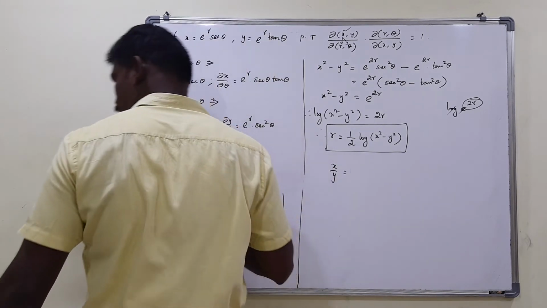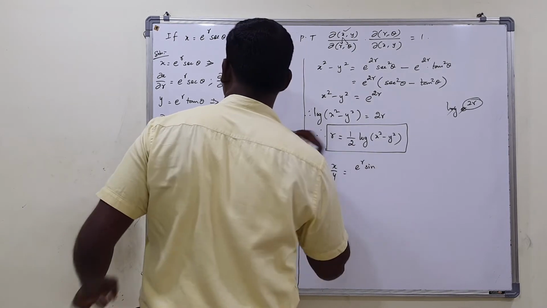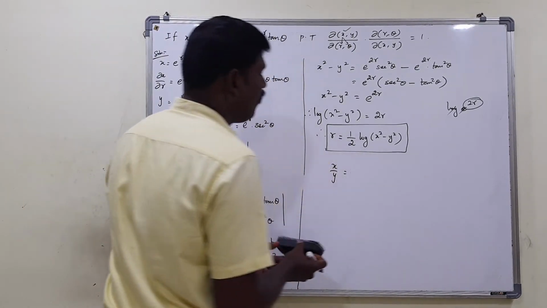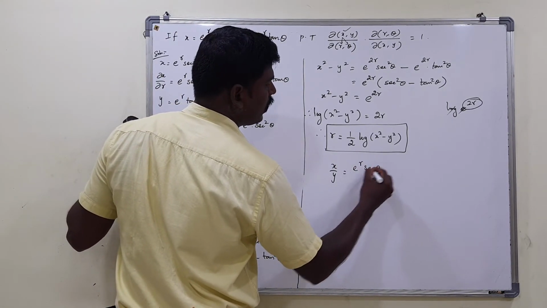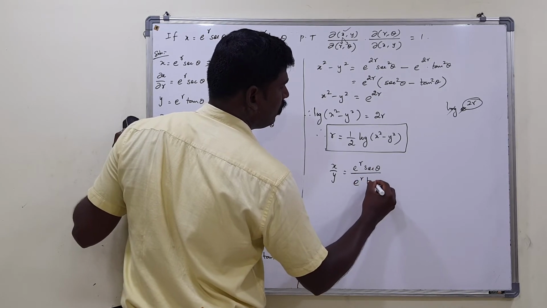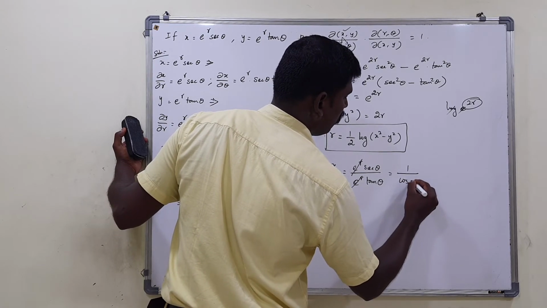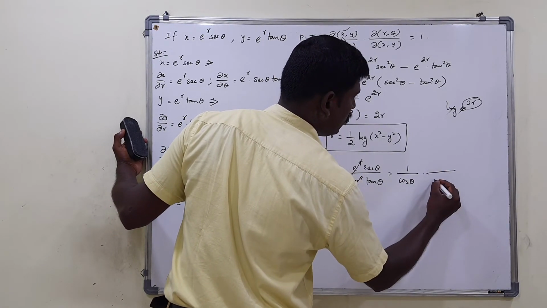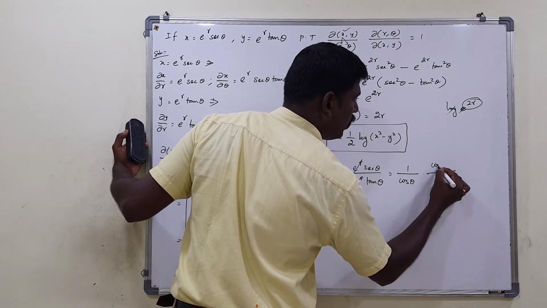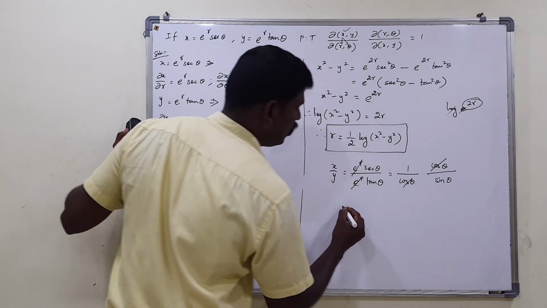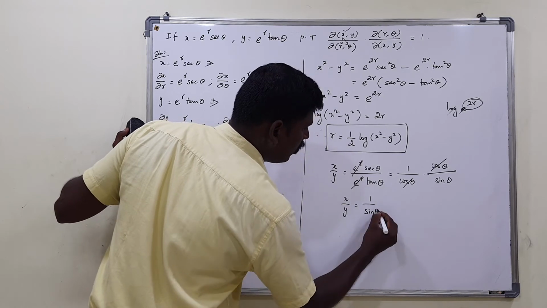What is x by y? Divide both of the two. E power r secant theta by e power r tan theta. You may find out x by y or y by x, both will be same, okay? So both will cancel each other. Secant theta means 1 by cos theta into 1 by tan theta, isn't it? So tan theta means sin theta by cos theta. That cos theta goes to the numerator, isn't it? We can cancel both of the two. So x by y is equal to 1 by sin theta, isn't it?